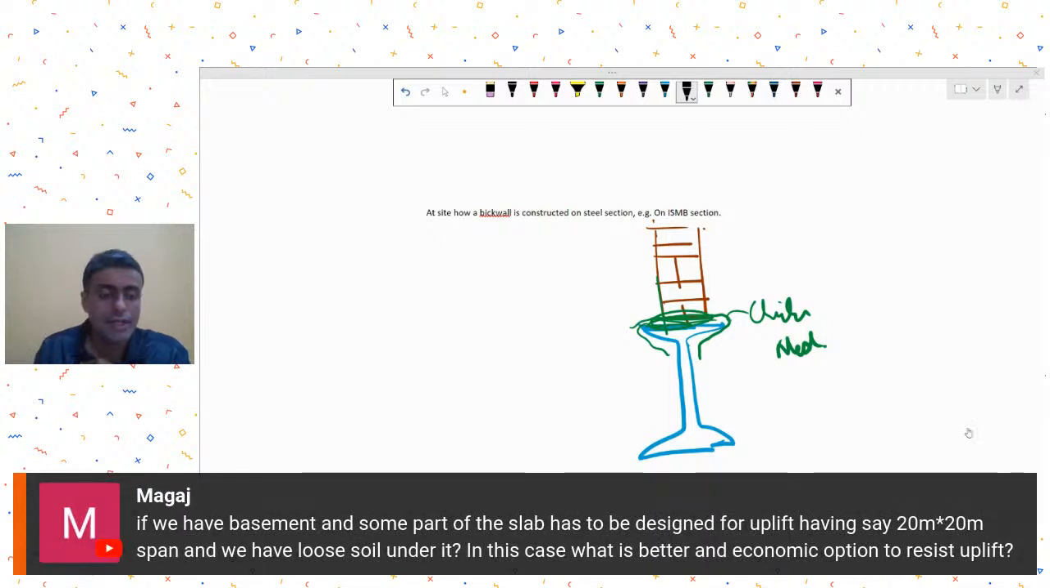Then Mr. Magaj is saying, if we have a basement and some part of the slab has to be designed for uplift and we have loose soil under it, in this case, what is the better and economic option to resist uplift? I think we had answered this question in the last session also. So either you design your slab for uplift, or you try to increase the self weight so that it may be able to counterbalance the uplift, or if you have a loose soil and if piles are possible, try to go for some frictional piles. Just have a grid of piles created so that it can take some sort of uplift.